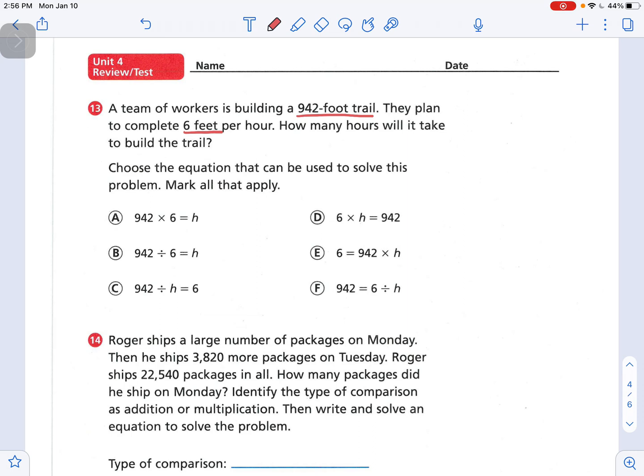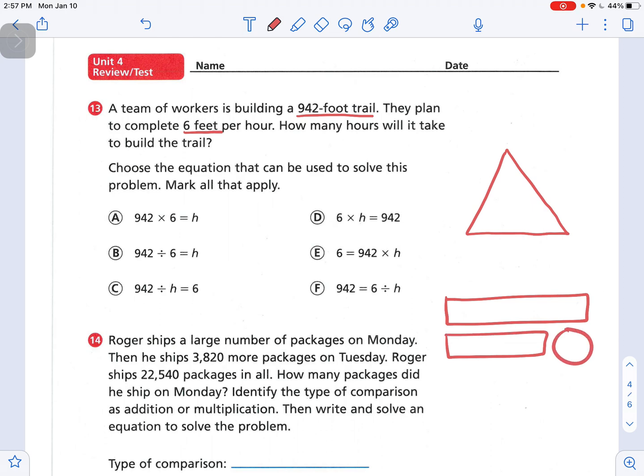Mark all that apply. So this reminds me of our break apart drawing, and it's going to be really helpful when we're trying to decide which of these equations work and which ones don't. So with our break apart drawing, I'm going to read through the problem one more time. If you didn't draw a break apart drawing, draw one now. If you did, or maybe you did a comparison bar, you could do that too. I'll do that as an example down here. If you did the comparison bar, you can compare and see if you set it up correctly.